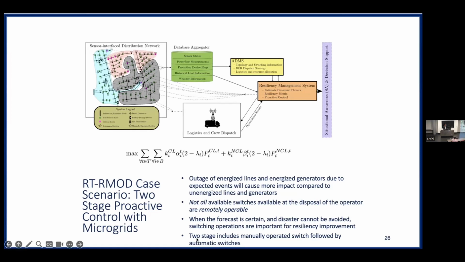Sometimes our forecasting may not be correct. So there's some probabilistic analysis here too. And then it becomes 2 stages: one to operate the manual switches, and then the second stage, we operate the remotely operated switches, because I can do that like 30 seconds before the event is going to hit.